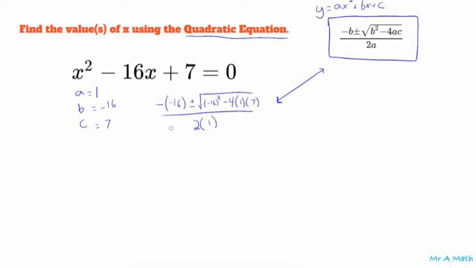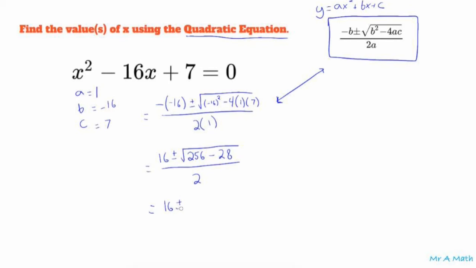All right, so the opposite of negative 16 is simply positive 16, plus or minus the square root, and then negative 16 squared is actually 256, minus 4 times 1 times 7, which is 28, all over 2 times 1, which is just 2. So this is one step in. Now I just have to take it a step further.